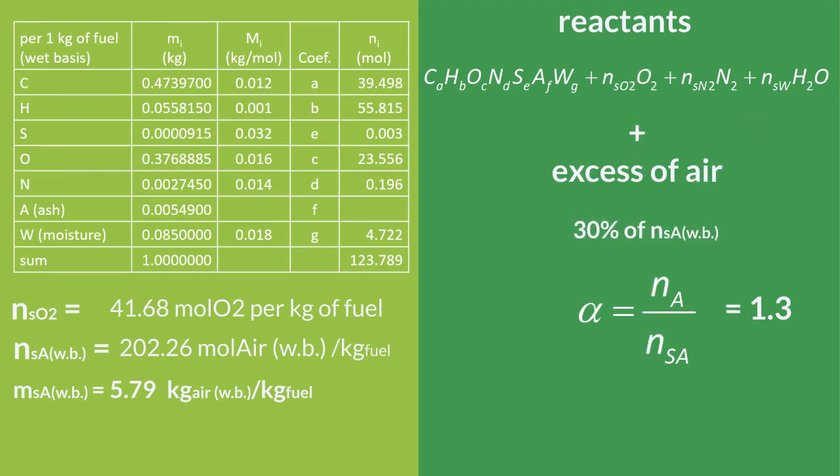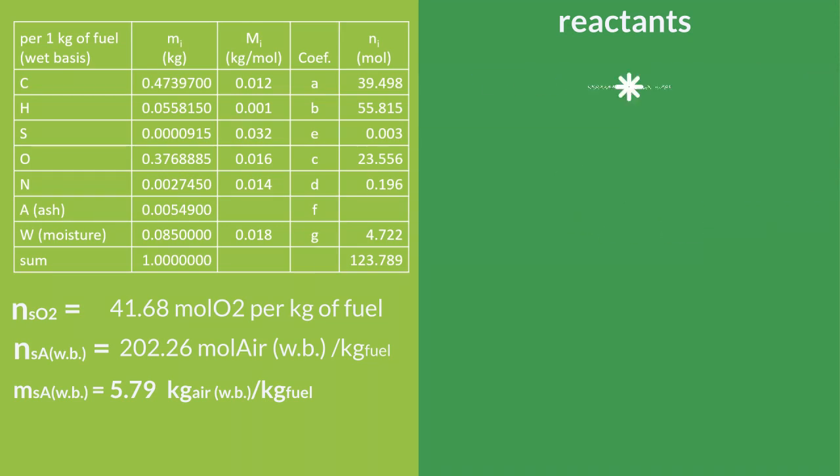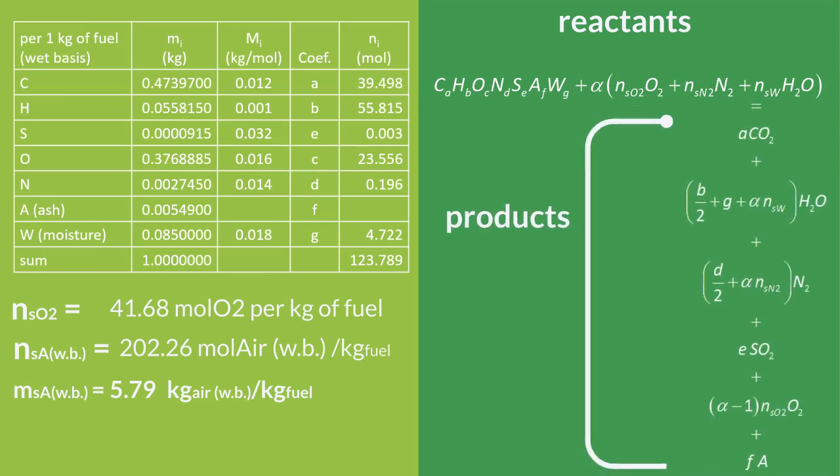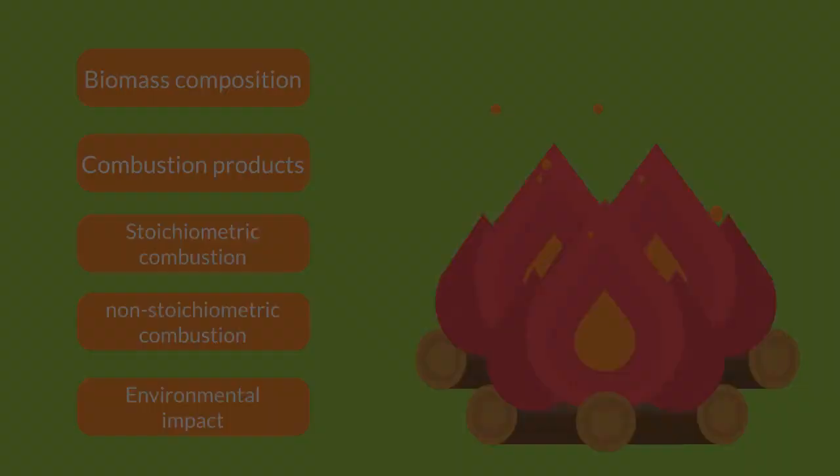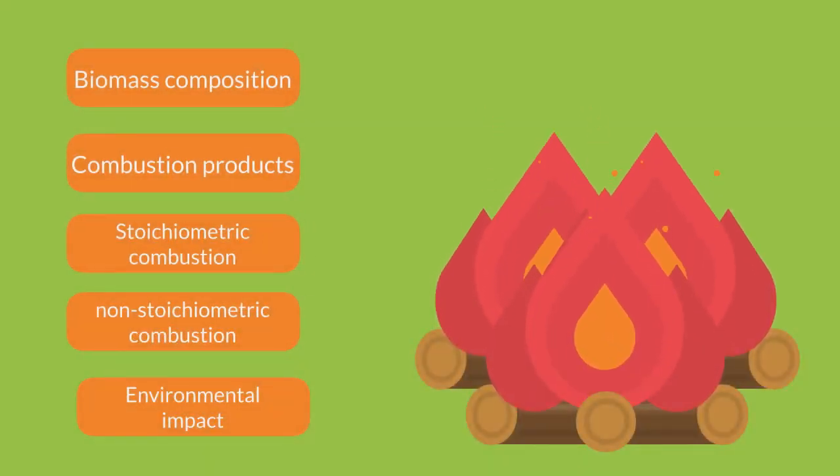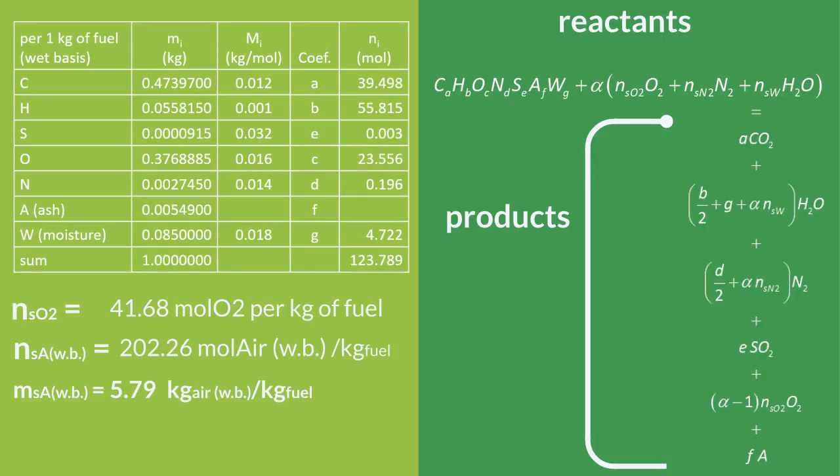In that way, biomass is burned with 30% more air than the minimum quantity. This only adds more air to the combustion equation. However, it influences the composition of the combustion products, particularly the amount of water, nitrogen, and oxygen in the flue gas. With the previous equations, we can calculate the composition of flue gas, except for nitrogen oxides, because its formation depends on the operation conditions. Let's focus on the production of carbon dioxide.